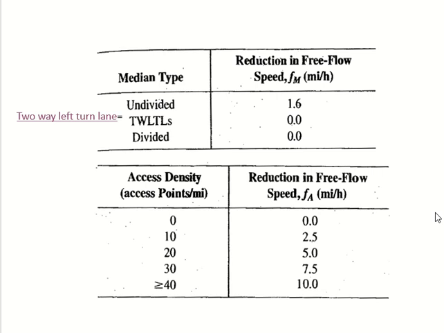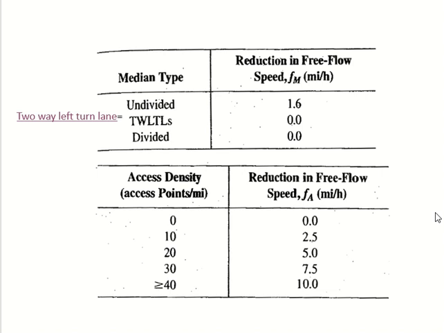Okay, the last factor is for access point density. Access points, I told you, are unsignalized entry points. Again you will count them because we need them per mile. Access points per mile. So you count them and divide by the distance. Whatever the length is, 1 mile, 2 miles, 3 miles, doesn't matter. Number of access points divided by the length of the segment. That's it.